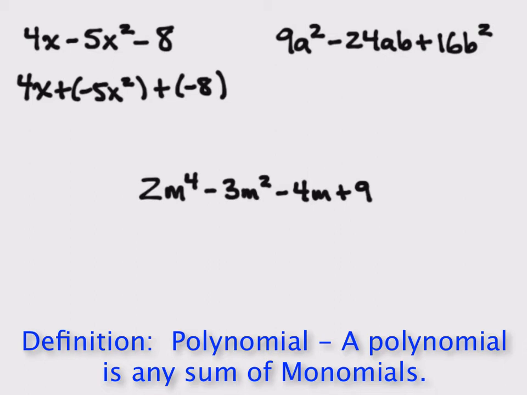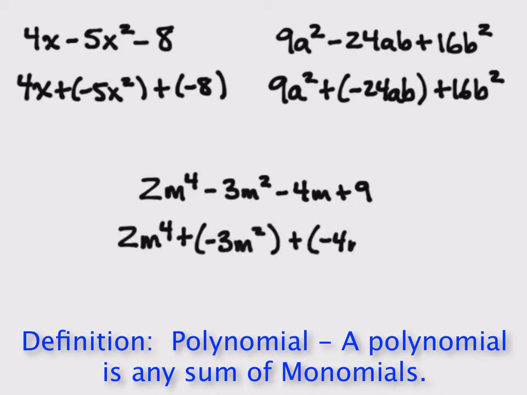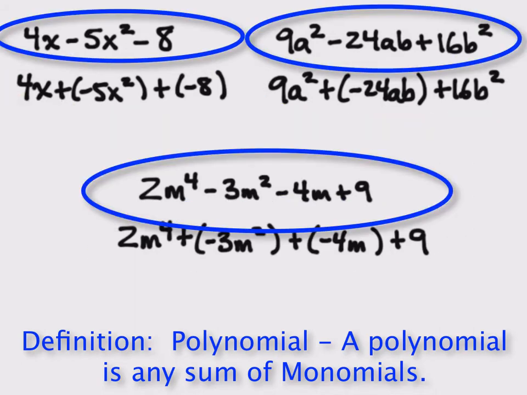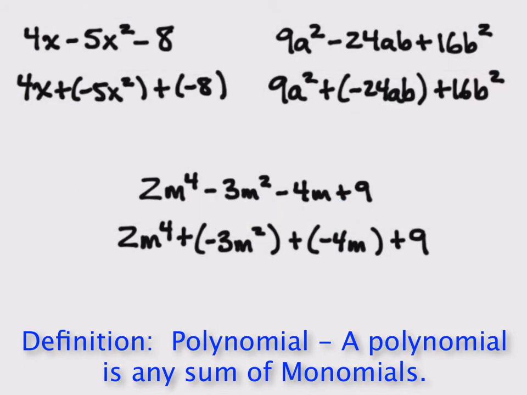In our second example, same exact idea. Instead of subtracting 24ab, we can add negative 24ab. And it's the same idea with our last example. And note, we can see from these three examples that even when there are monomials being subtracted from one another, we can very easily rewrite the polynomial with addition. We're probably not going to do this that often, but it's really important to be able to visualize the polynomial using only addition.